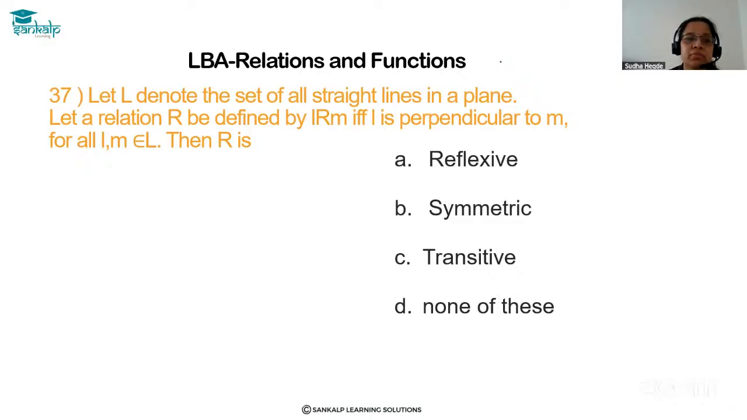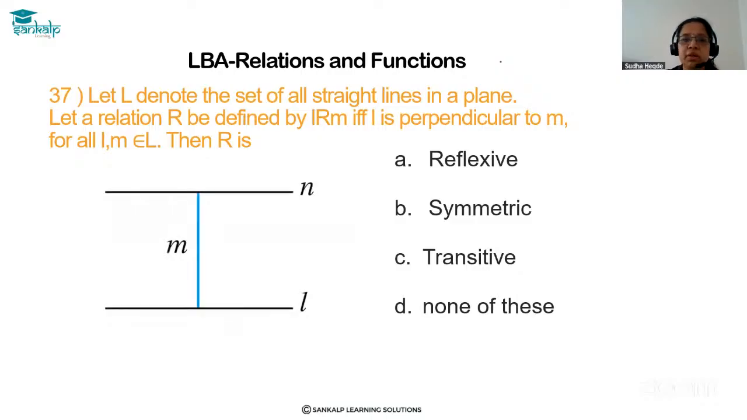Hi everyone. Let L denote the set of all straight lines in a plane. Let a relation R be defined by L R M if and only if L is perpendicular to M for all L, M belongs to L. Then R is, you need to check, reflexive, symmetric, transitive, none of these.